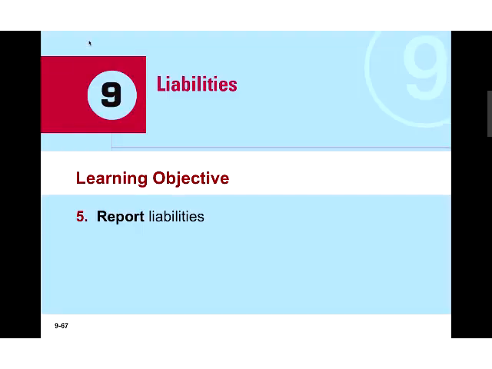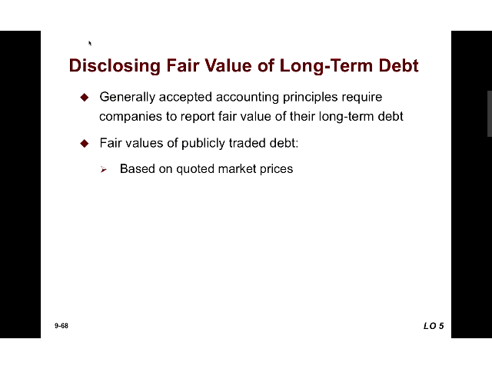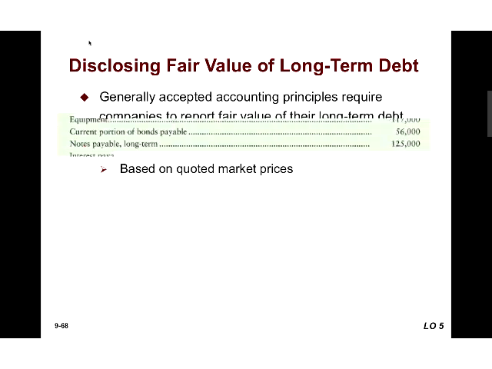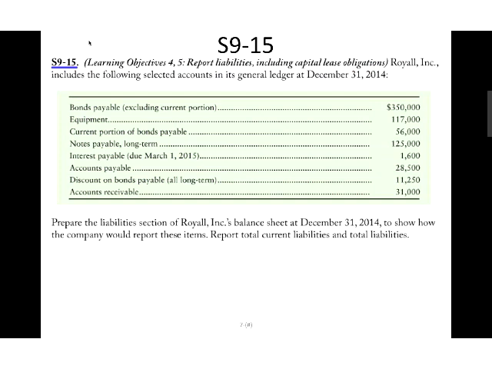Okay, so what we're going to do now is a homework problem. Just to note that long-term debt is reported on our balance sheet at fair value. Fair value is if we have publicly trading debt, if we issue bonds and they're publicly traded, we report them on the balance sheet at the market prices. Okay, with that we go into short exercise 9-15.